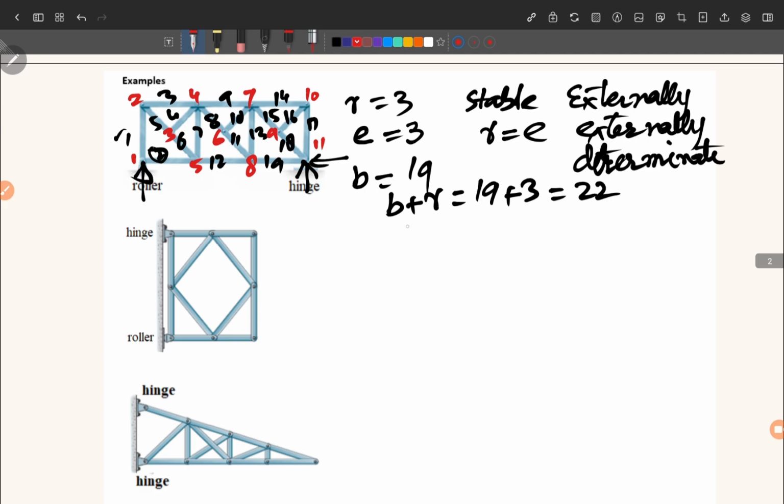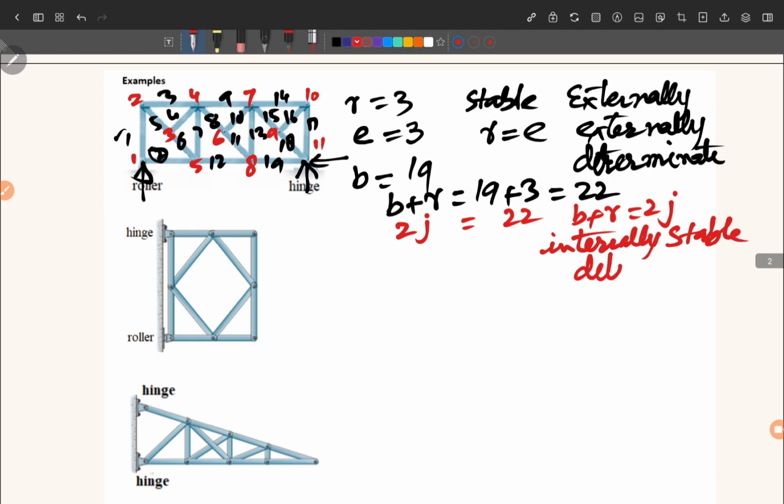So joints equal to 11. So 2J will be equal to 22. So we can say that B plus R is equal to 2J. Therefore, this is internally determinate and internally stable. So it is internally stable and determinate. Right. Now we come to the second structure here.